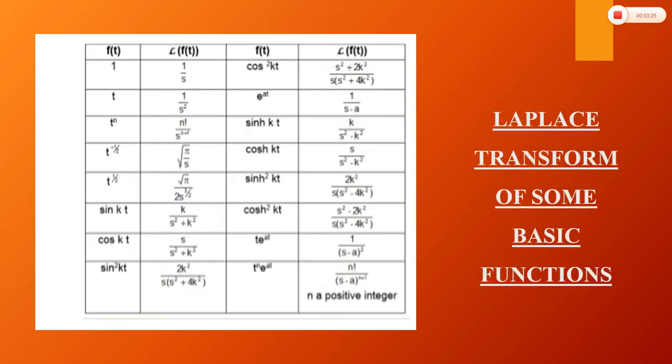Some of the Laplace transforms of basic functions are as follows. If you have a function 1, then its Laplace transform is 1 over s. If you have a function t, its Laplace transform is 1 over s square. If you have a function sine kt, its Laplace transform will be k over s square plus k square. And if you have a function exponential at, then its Laplace transform is 1 over s minus a.